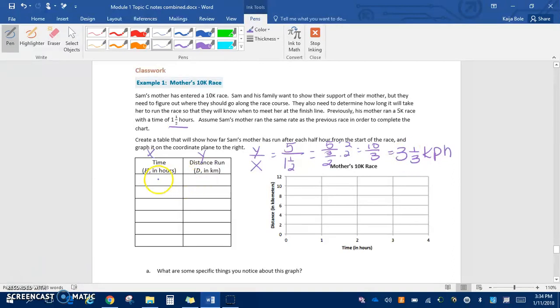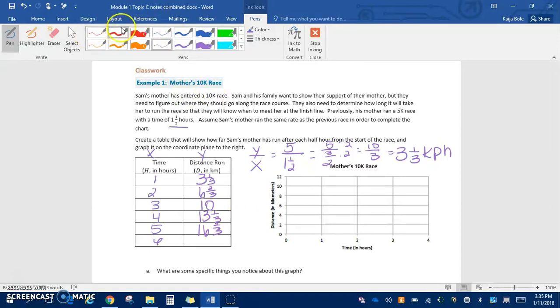So in the table, we're going to do every hour. So 1, 2, 3, 4, 5, 6. So in 1 hour, she runs 3 1/3 kilometers, so fill that in. After 2 hours, that means she would run 6 2/3 kilometers. After 3 hours, she would run 10. After 4, she would run 13 1/3, and then we'll do one more. After 5 hours, she would run 16 2/3 kilometers.